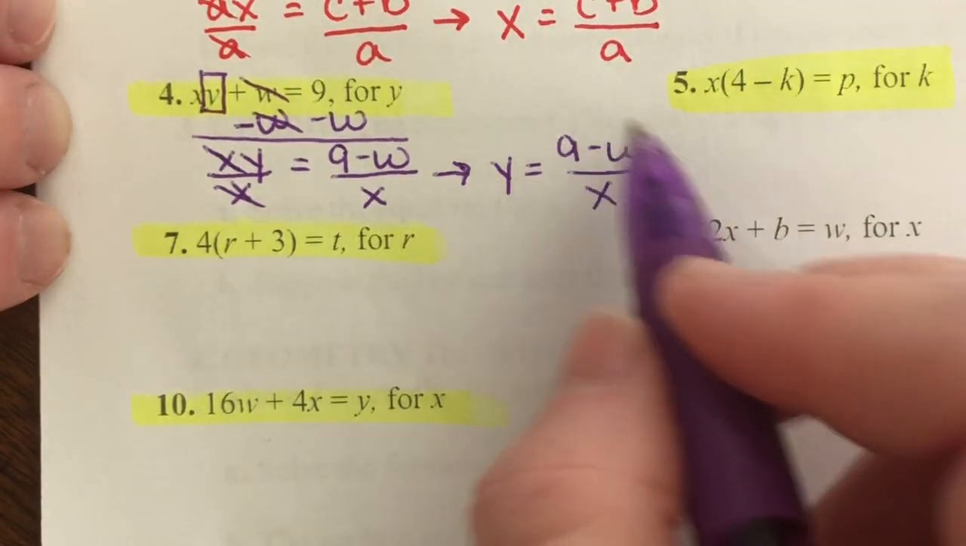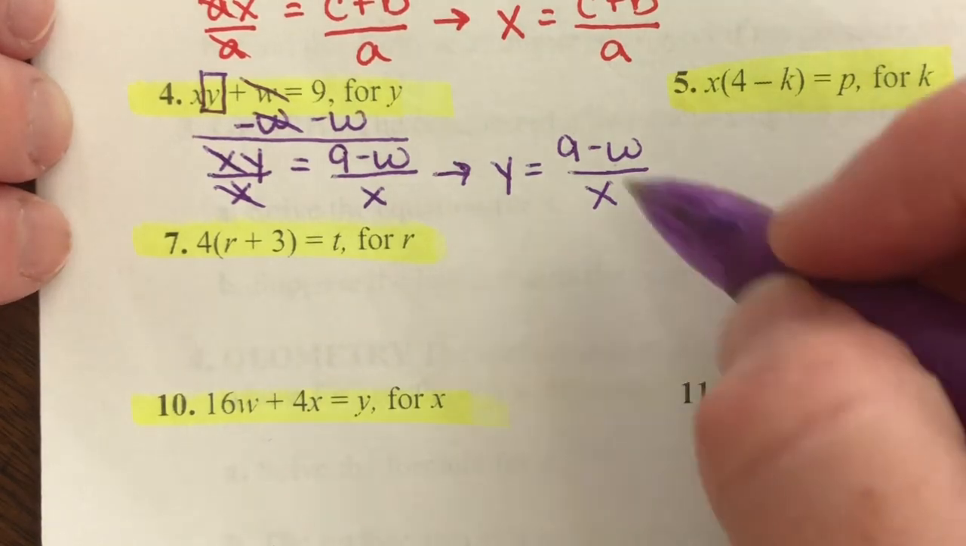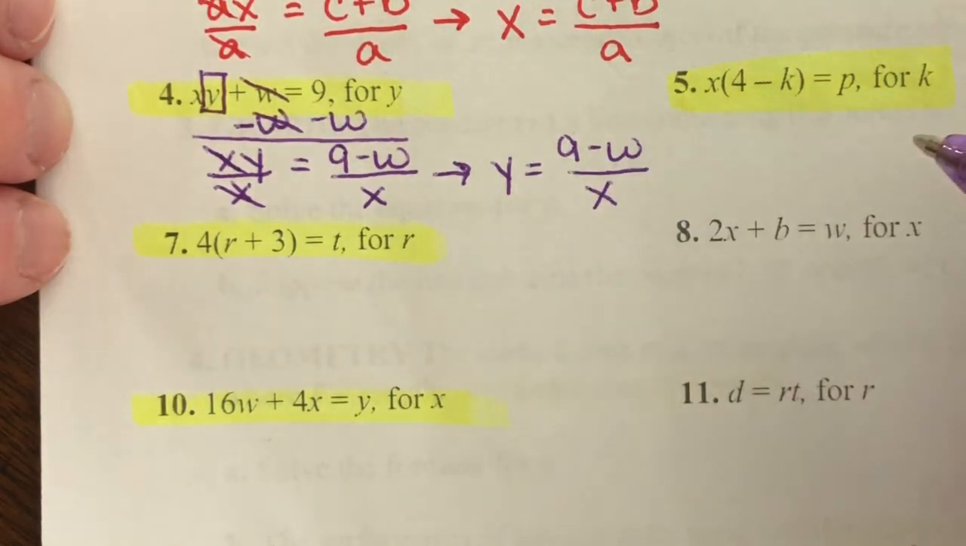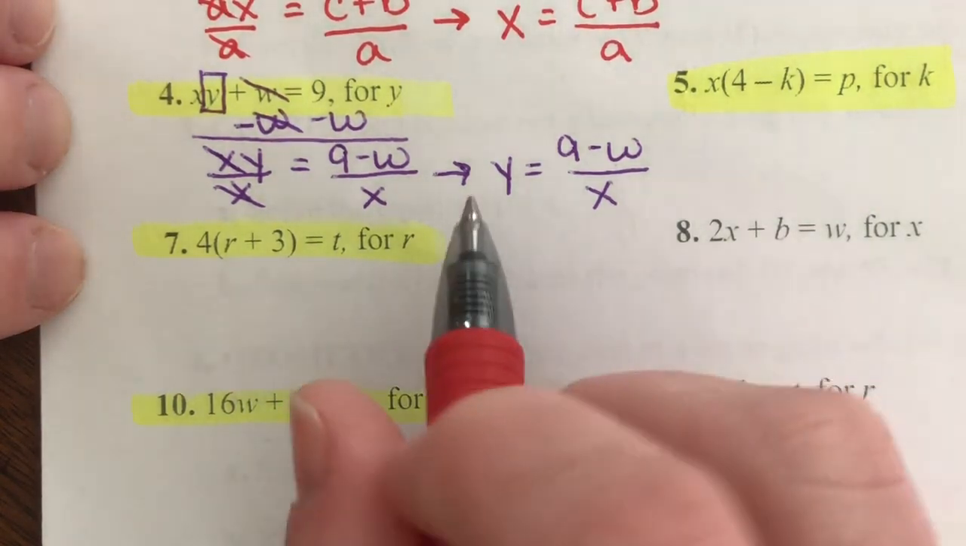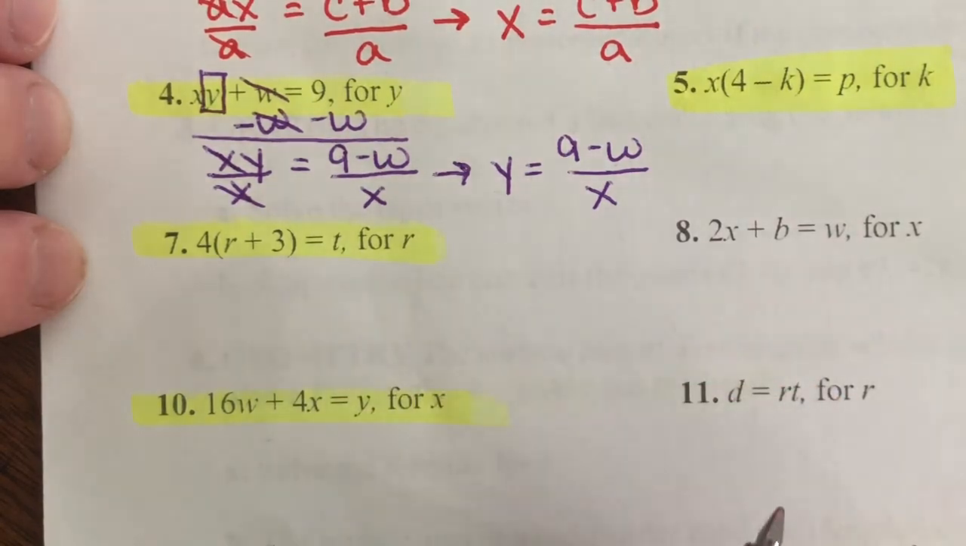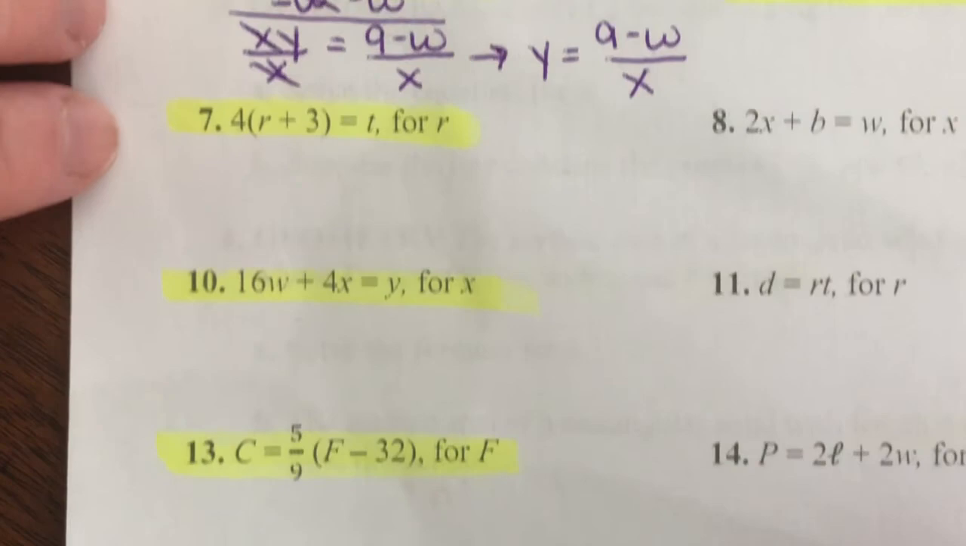And you could switch these and put negative w plus 9. That would be the same thing, all over x. I'm just going to leave it 9 minus w over x. Okay, number 7. As long as you get that variable by itself, you are good to go, because that's what it asked you to do. Solve for y. We got y alone. We're done.